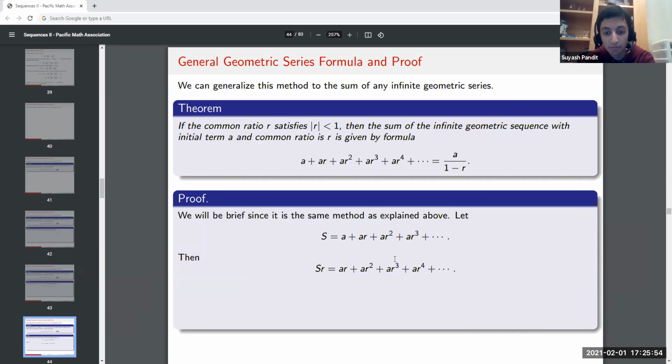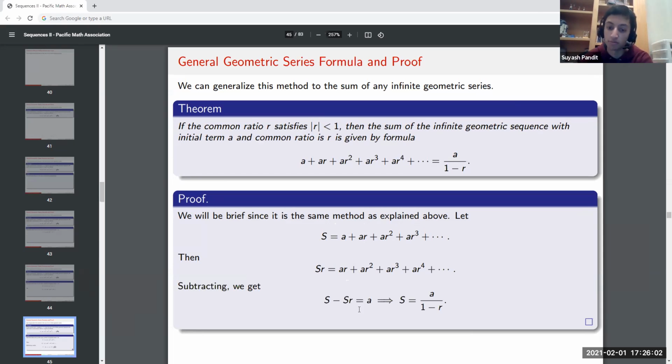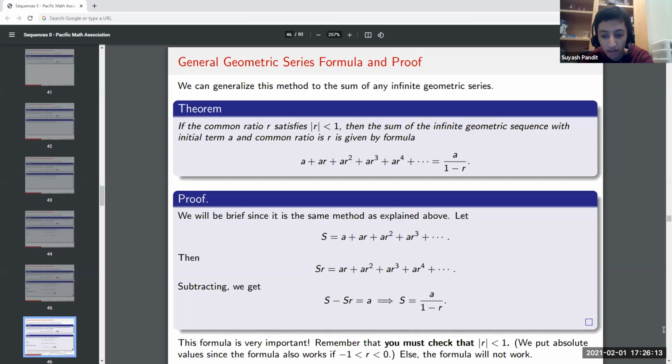Now, just like the previous example, most of these terms are common. So you can subtract SR from S, and that will cancel everything except A, because AR appears in both, AR squared appears in both, AR cubed appears in both. So you're left with S minus SR equals A. S equals A over 1 minus R. All right, so that is the general formula. Now you must check that the absolute value of R is less than 1.